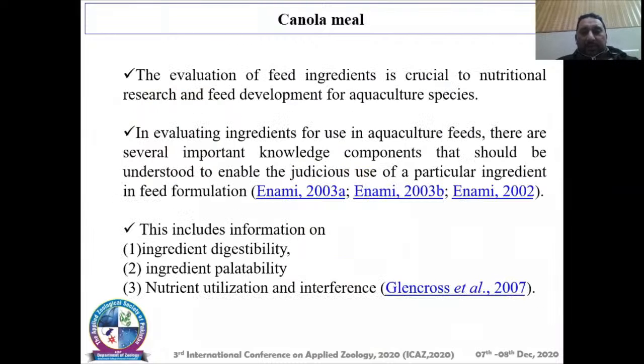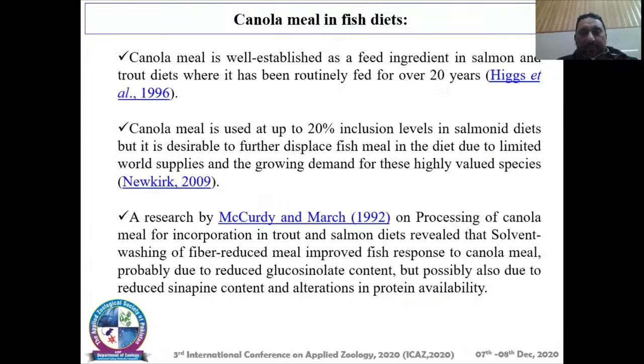The evaluation of the feed ingredient is crucial to nutrition research and feed development for aquaculture species. Canola meal is well established as a feed ingredient in salmon and trout feed. Canola meal is used at up to 20% inclusion level in the salmon diet.